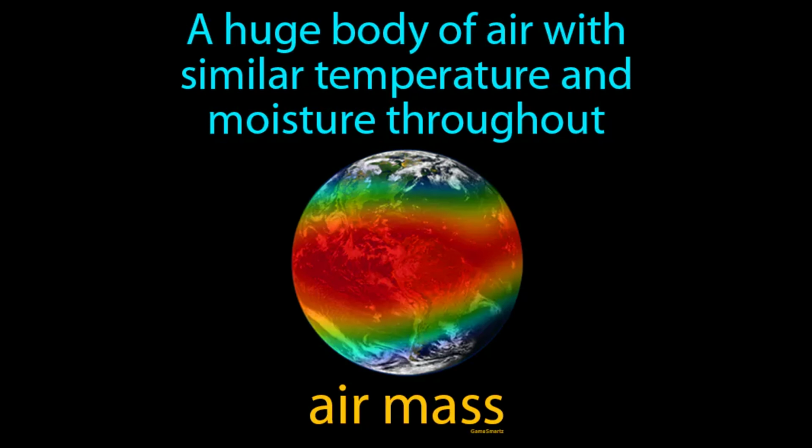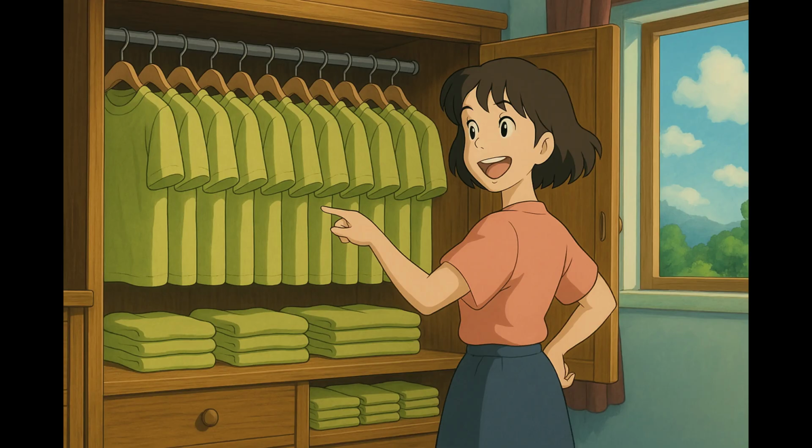A huge body of air with similar temperature and moisture throughout. Air mass. An air mass is a large volume of air in the atmosphere that has uniform temperature and moisture. Imagine opening your closet and finding all your clothes are the same color and fabric, making it easy to decide what to wear. This is similar to how an air mass functions, as it is a large expanse of the atmosphere where the temperature and moisture levels are uniform throughout.